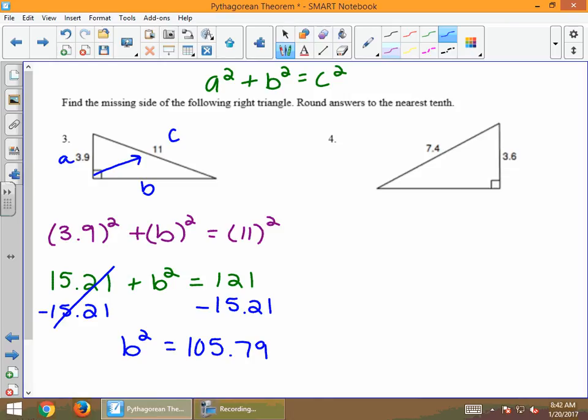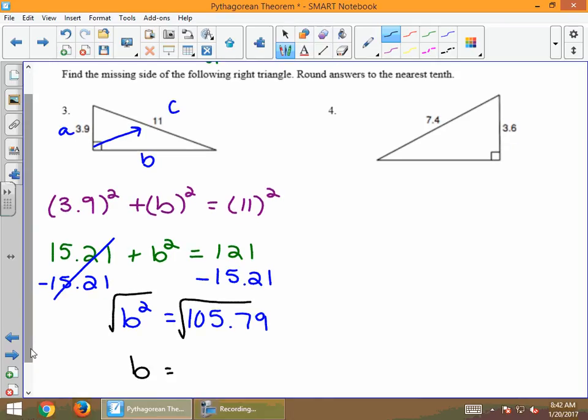Just like the other problems, we're going to go ahead and square root both sides. That way we just have B. And now this is where we can round. Again, don't do the rounding until you take the square root. We're going to take the square root in your calculator of 105.79. It gives you 10.3 when you round. So when we round to the nearest tenth, that second number bumps that 2 up to a 3.